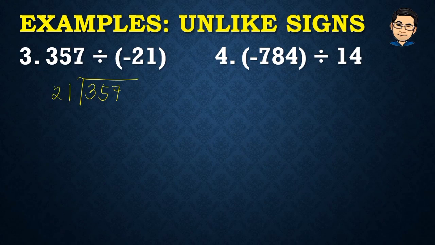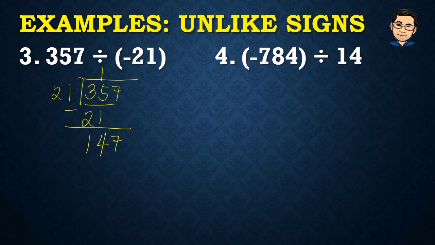So 3 divided by 21, hindi pwede. So kukunin natin yung next number na 5 para magiging 35. So 35 divided by 21, that is 1. And then times 21. Ayan. And then we subtract 35 minus 21, that is 14. And then we bring down 7.